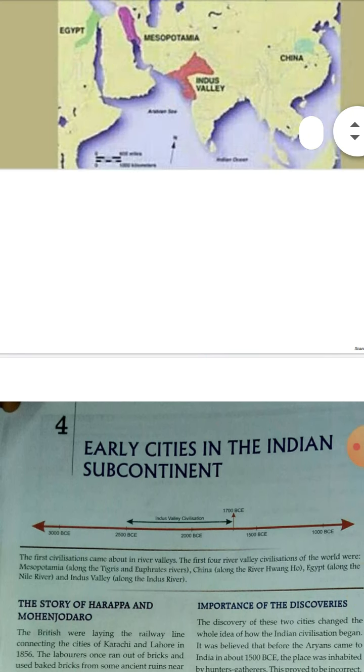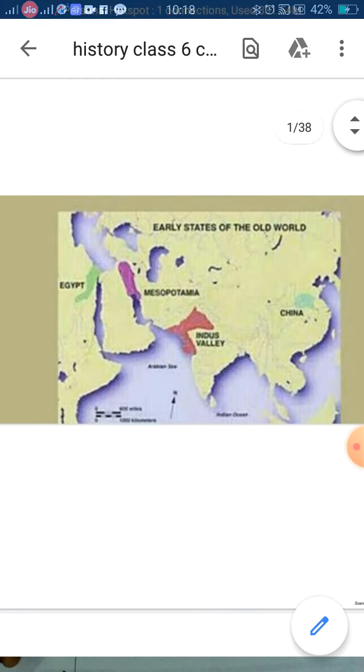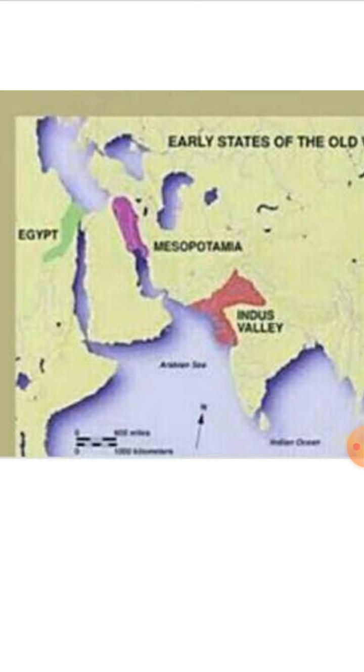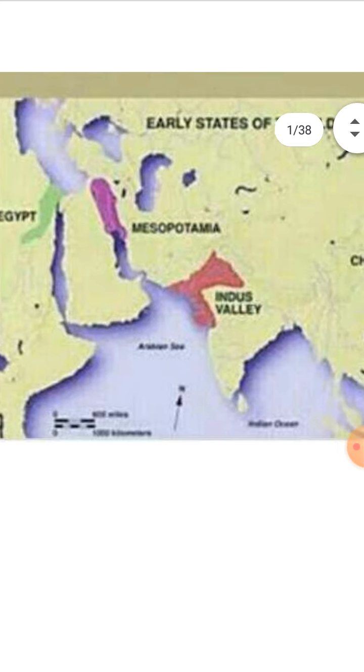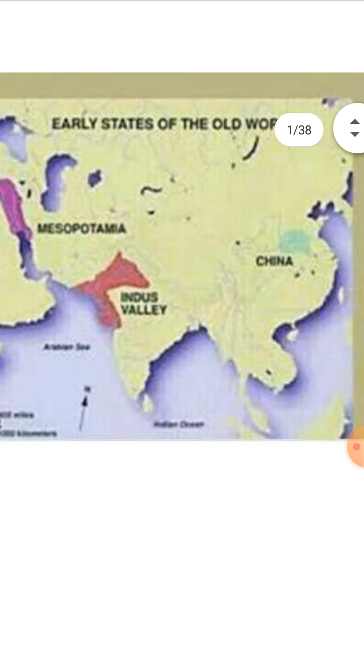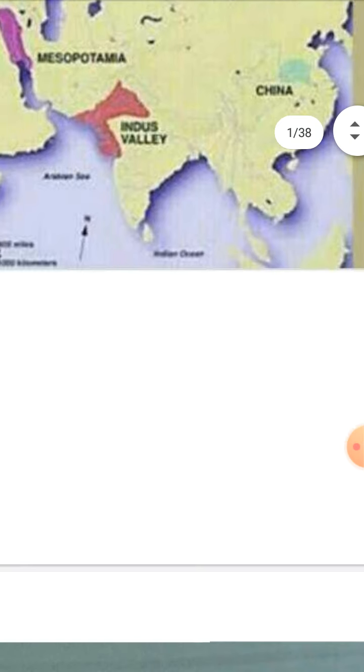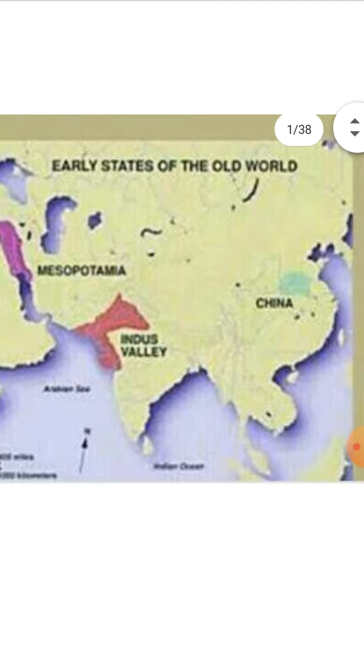I can show you on the world map. You can see here how the four civilizations are placed. You can see Egypt near river Nile in Africa. Then Mesopotamia you can see here. Then we have the Indus Valley civilization near the river valley, and the Chinese civilization near the river Huanghe. These are the early states of the old world.